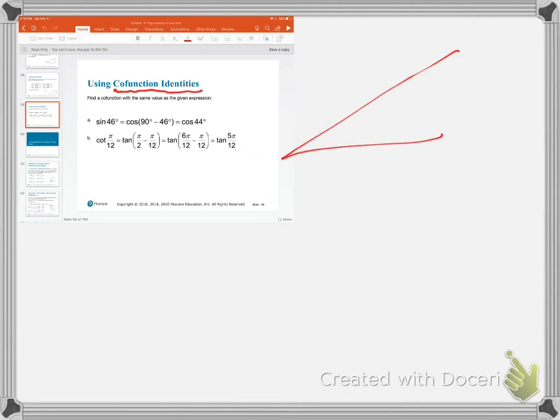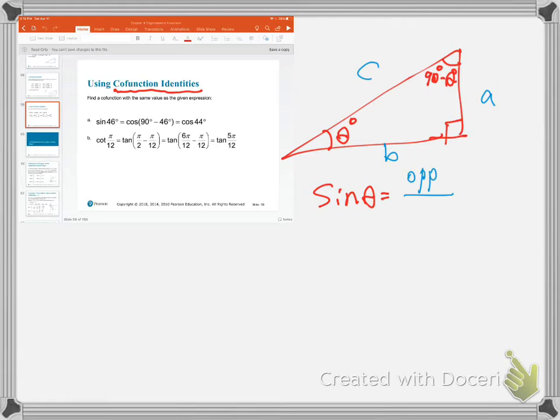So let's look at another right triangle. Assume this angle is theta. We know the sum of these two acute angles is 90, so the other angle will be 90 degrees minus theta. Now let's label these three sides: A, B, and C. What's the opposite of theta? Opposite of theta is A, and hypotenuse is C. So sine theta is A over C.